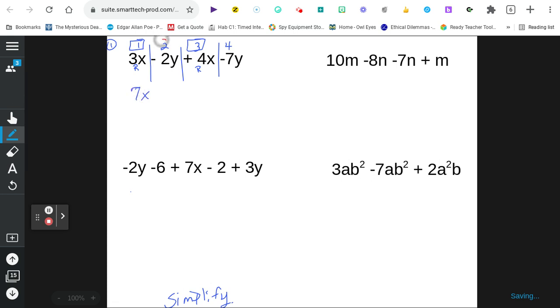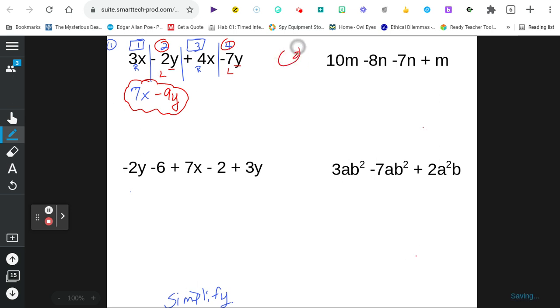And then we see that term 2 has a y. Term 4 has a y. Both of these go to the left, so I'm going to add those. Add the coefficients, that's negative 9y. So the entire expression simplified is 7x minus 9y.